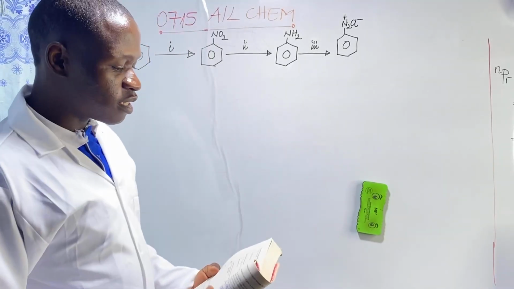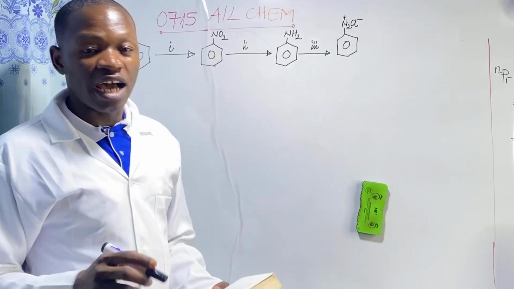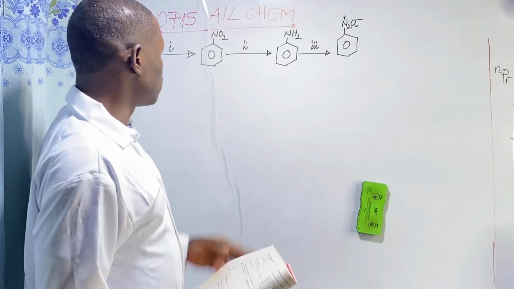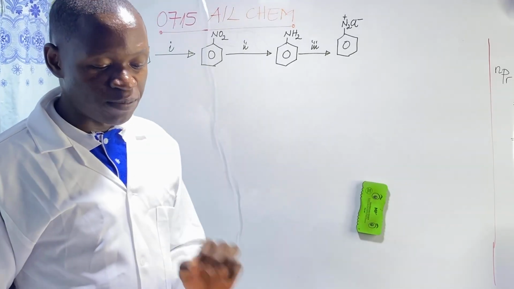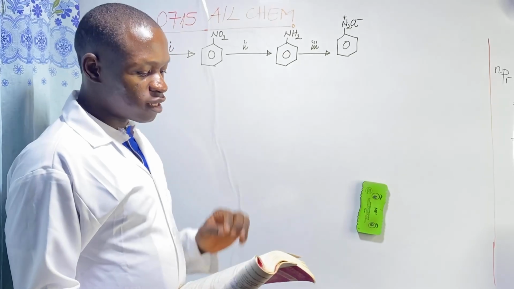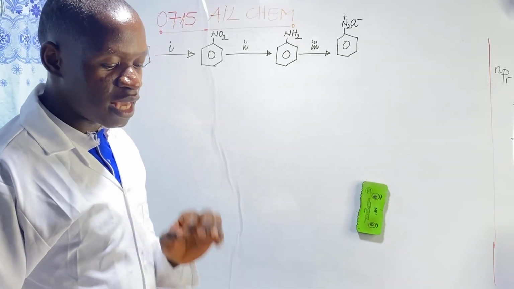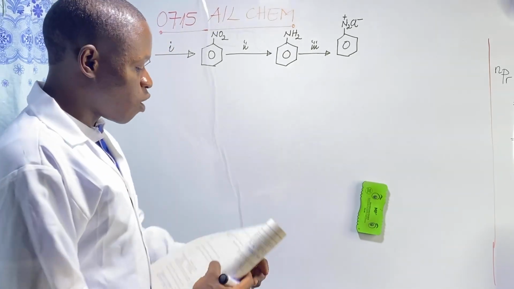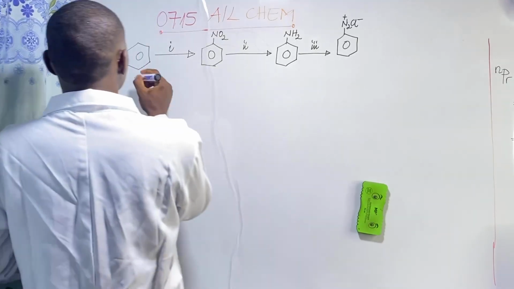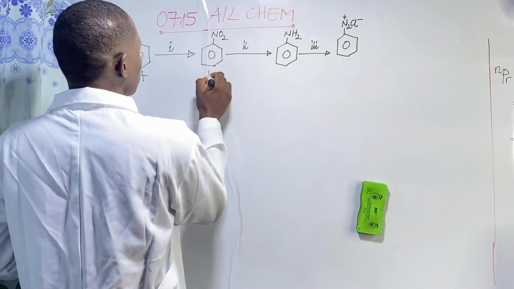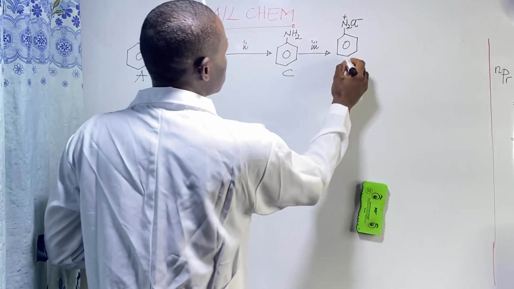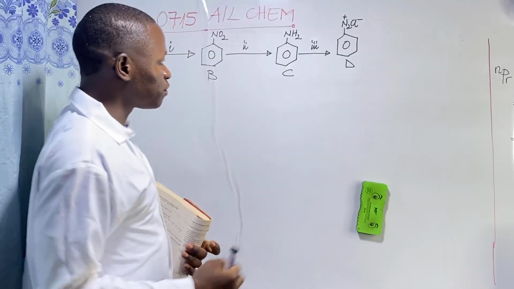The question says: study the reaction sequence below. Name the compounds C and D. This is compound A, compound B, compound C, and compound D.